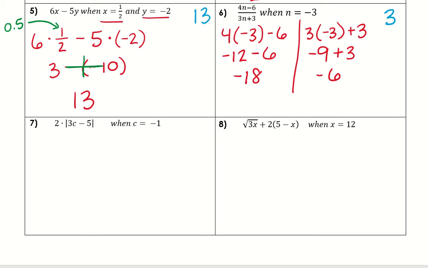Now let's put them together. I have -18 over -6. A negative over a negative is a positive, and 18 divided by 6 is 3.